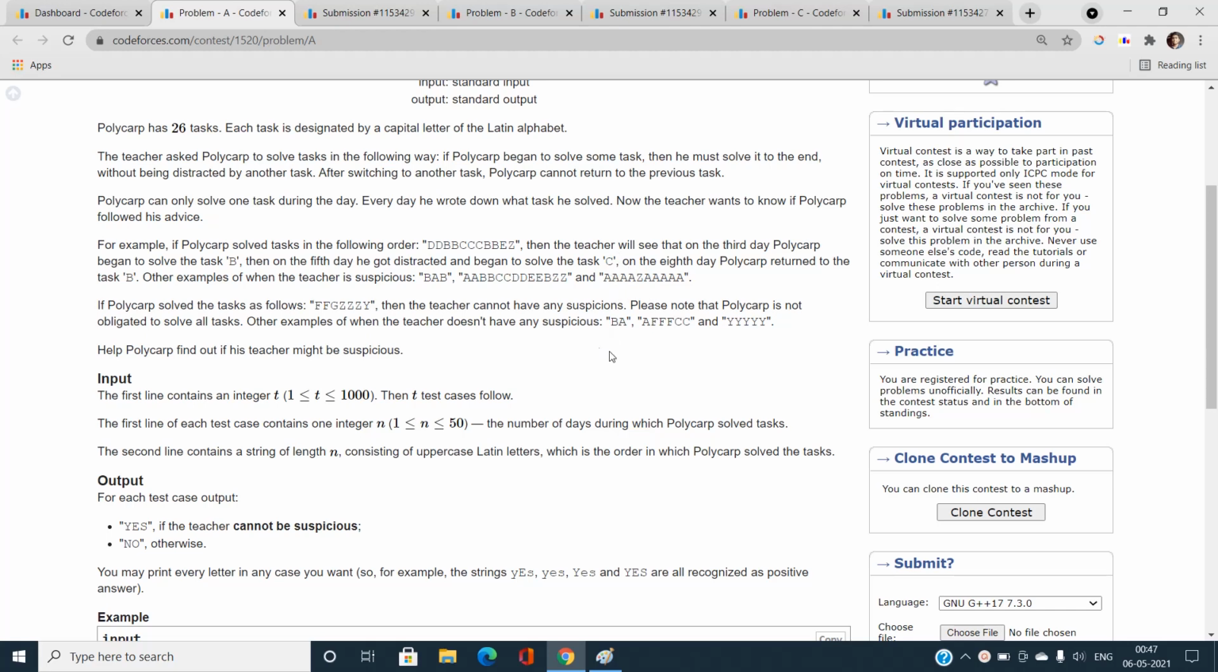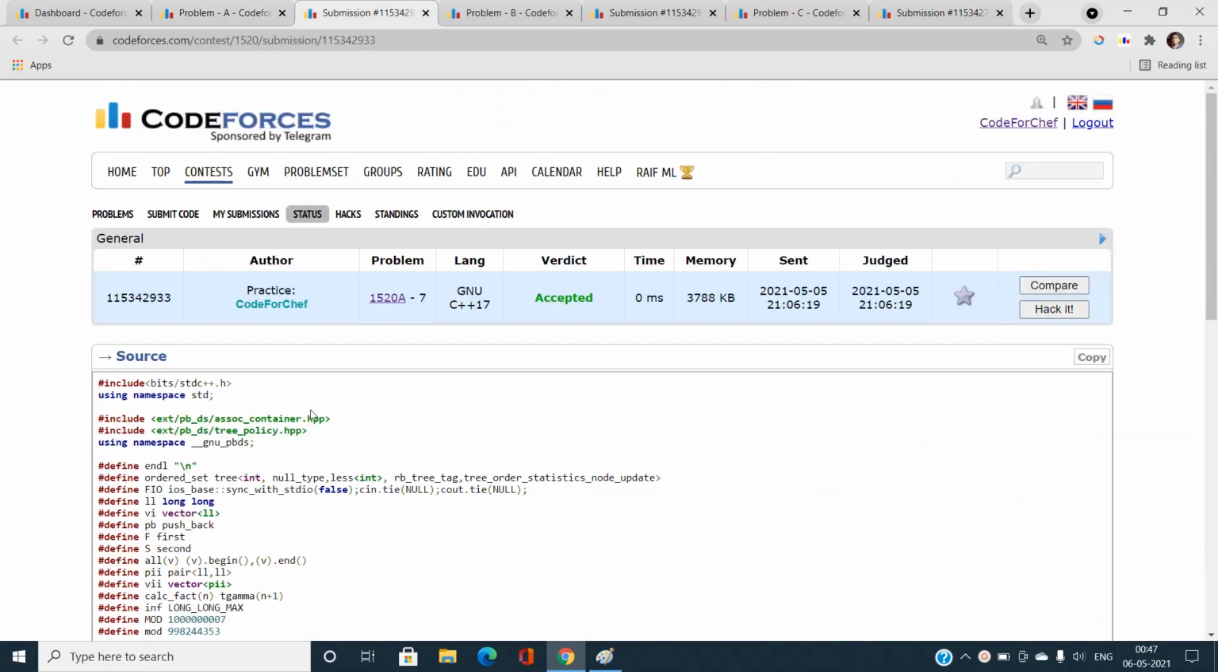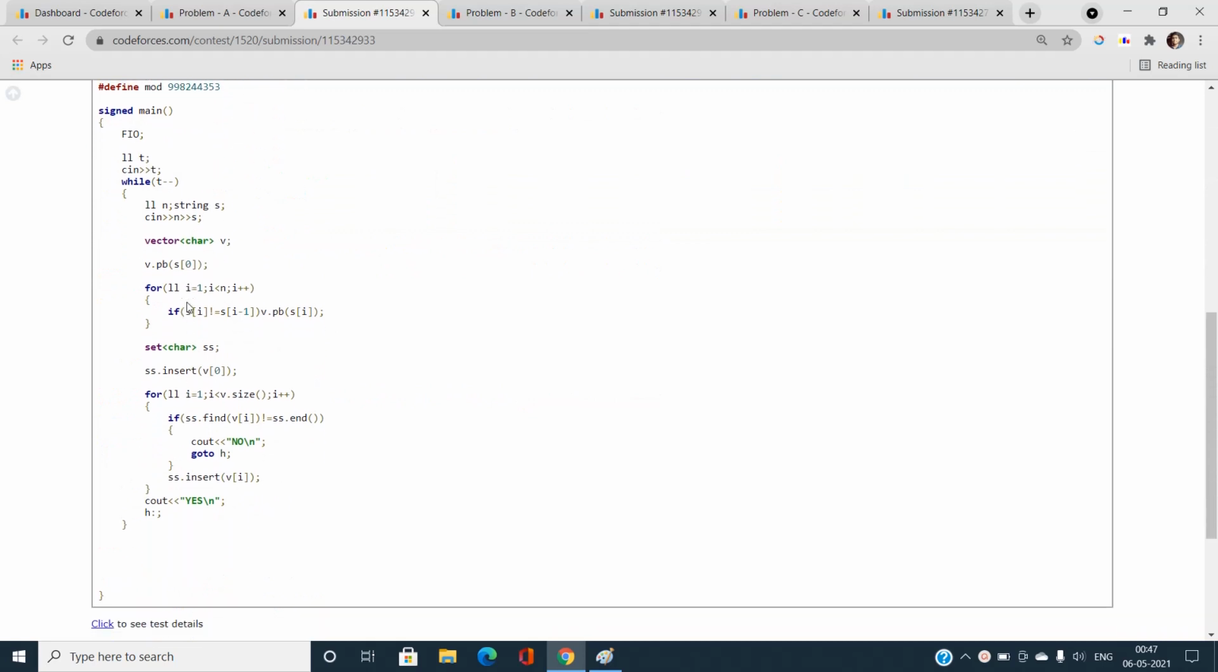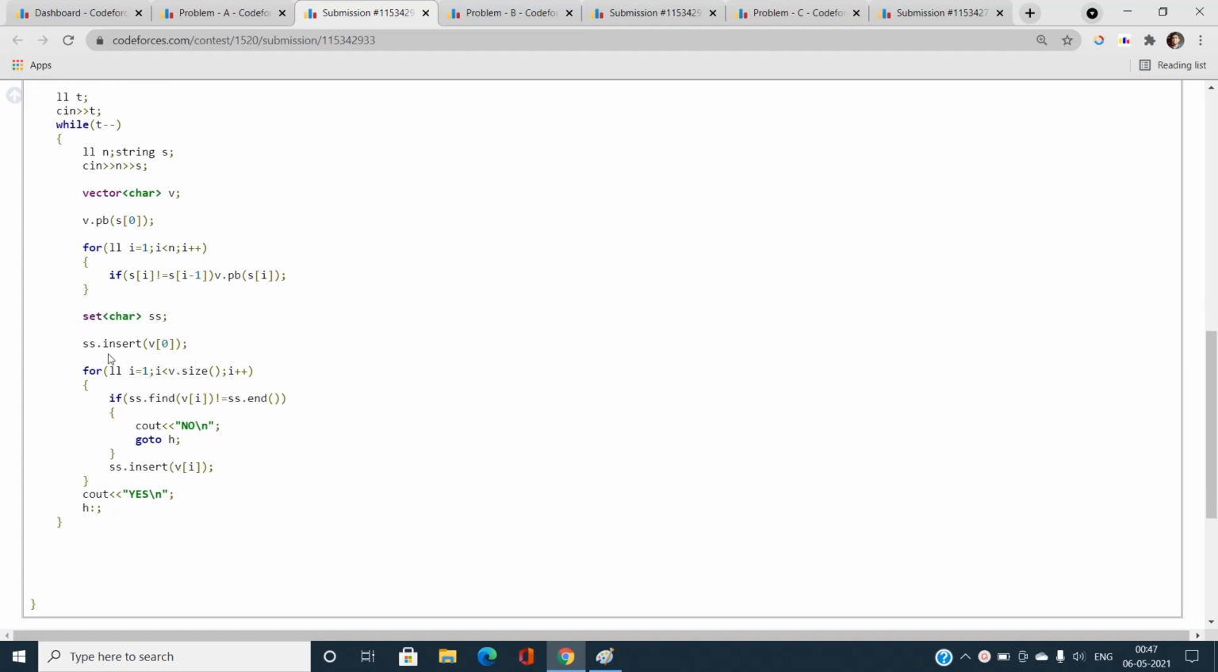So we are going to check this condition. Now I'm talking about the code. You can see I've taken a vector of characters, and the first character is pushed. Now I'm going to zoom in. Start iterating over the characters up to the size n, and if adjacent characters are not equal, push the character. Then take a set and push the first character to the set. Note that this for loop just takes the distinct values in the sequence.